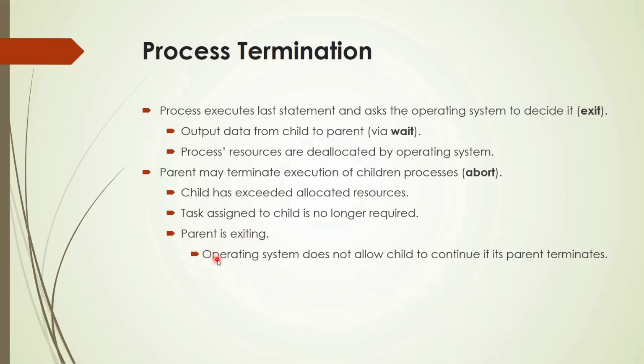So you can see the operating system does not allow the child to continue if the parent terminates, and this will result in a cascading termination. If you have a tree of processes and the parent process terminates, then at each level whatever processes are there also need to be terminated as they are dependent on the parent. So this is called cascading termination.